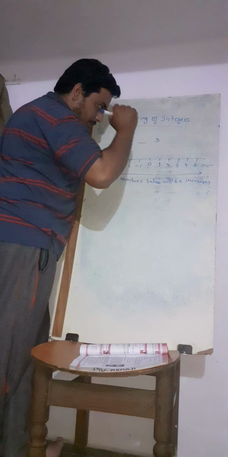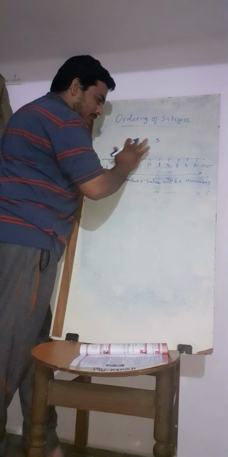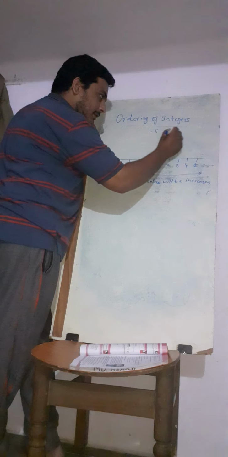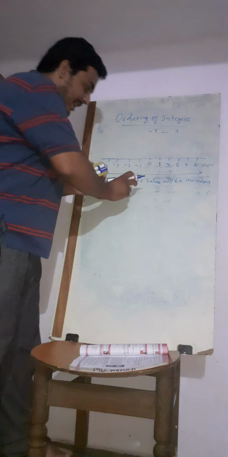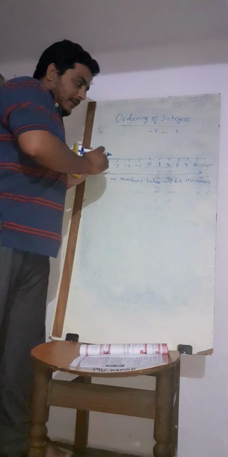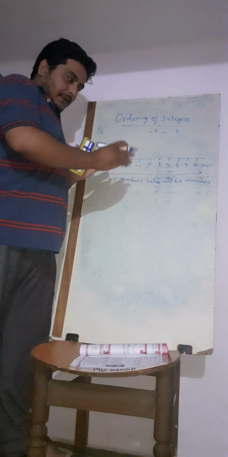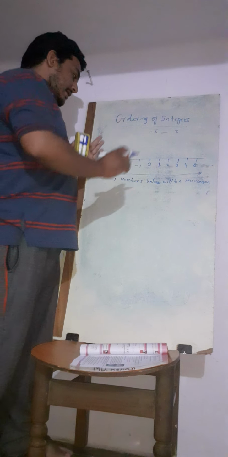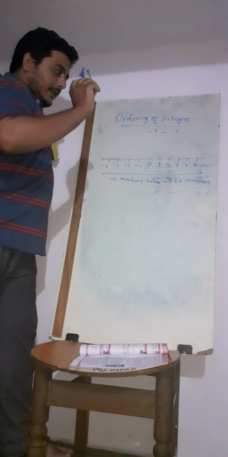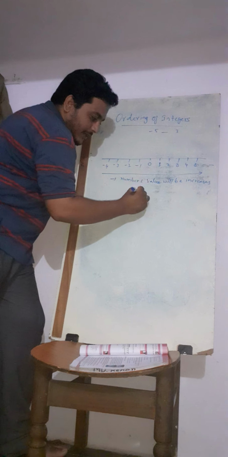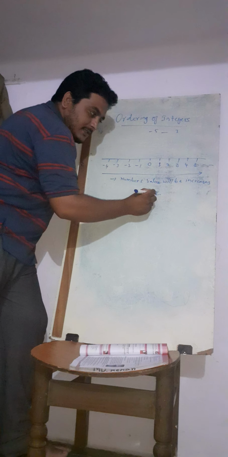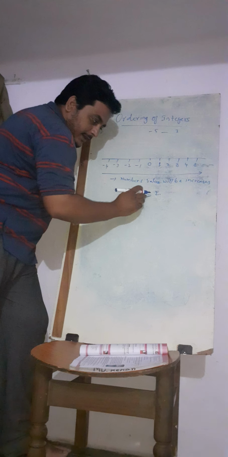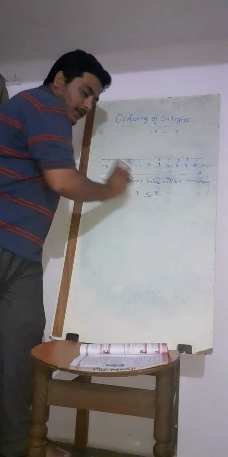Clear? Now see here, what is the question I gave you? We'll do -5 and 3 later. We'll go further. I already gave you the statement: as we go from left to right, the numbers are increasing. Now you can get a clear idea. For example, if I take 1 and 2, 1 is smaller and 2 is greater. I can say 1 is less than 2.